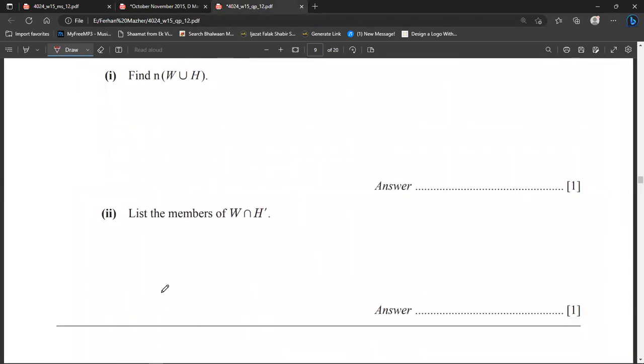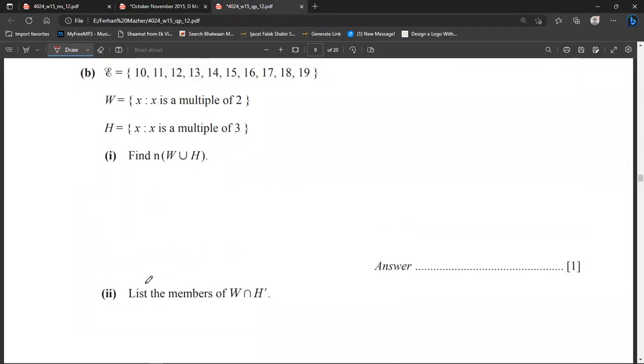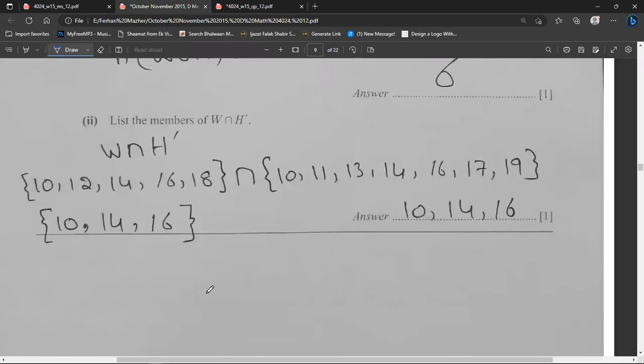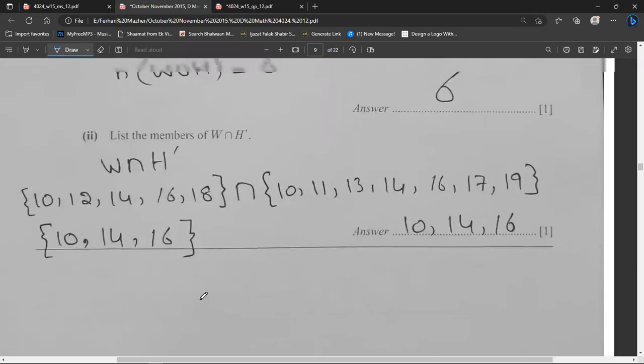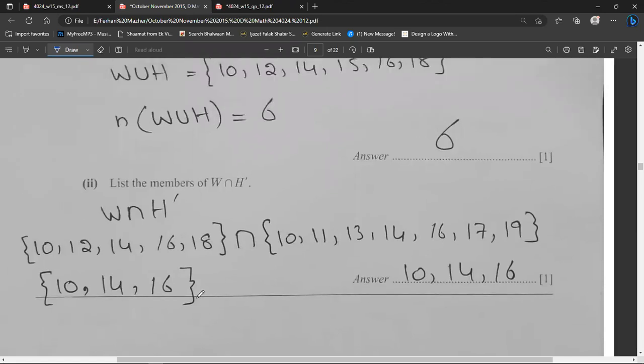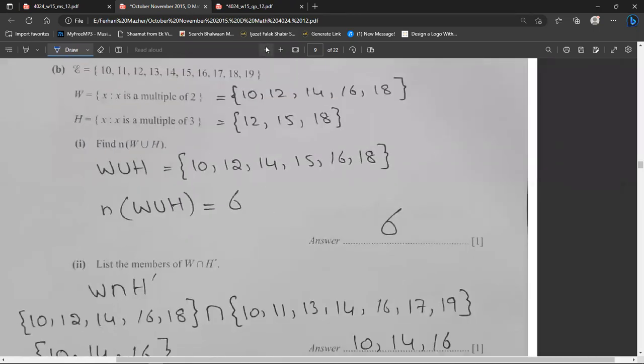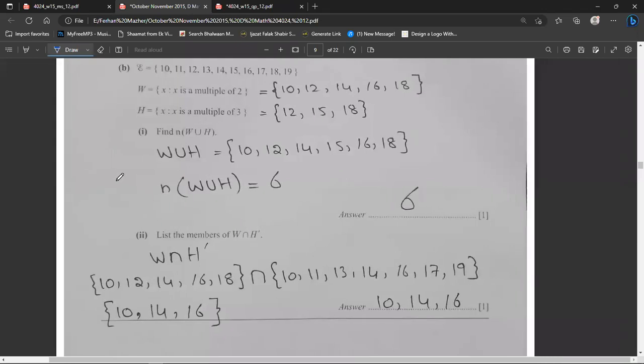Okay, then second part, it says list the members of W intersection H complement. So in H complement and in W, what is common? W is 10, 12, 14, 16, 18, and you have to take intersection with the H complement. H complement means the members in the universal set other than the members of H. That is H complement. So they will be 10, 11, 13, 14, 16, 17, 19.